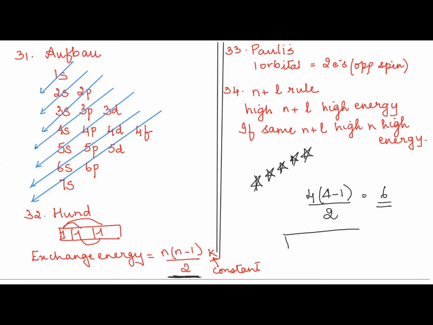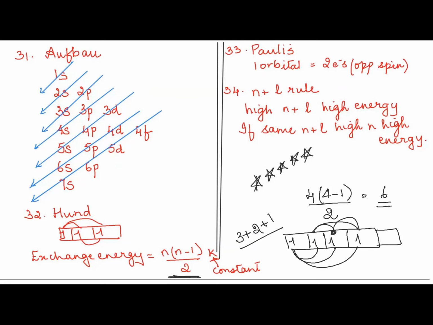Meaning, if you have 4, like in a d subshell, 1, 2, 3, 4 you have. Okay, this one is empty. Then this electron can go 1, 2, 3. 3 exchanges it can do, plus this electron can do 1, 2, and this electron can do 1 exchange. So 3 plus 2 is 5, plus 1 is 6. Like this also you can calculate. You don't have to actually remember the formula. Pauli's principle states that one orbital can maximum contain 2 electrons, both with opposite spin.